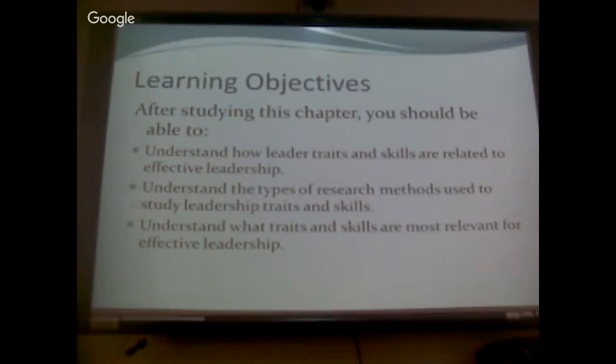The types of research methods used to study leadership traits and skills, or to study leadership period. Again, what is it we're trying to look at, and how can we define leadership outcomes, leadership effectiveness, and what's available to measure?